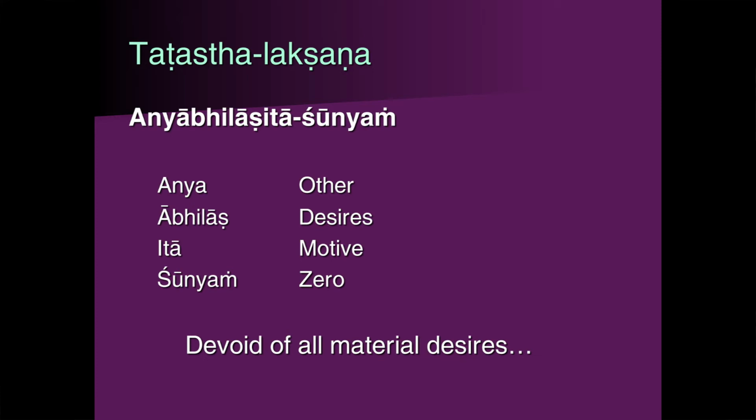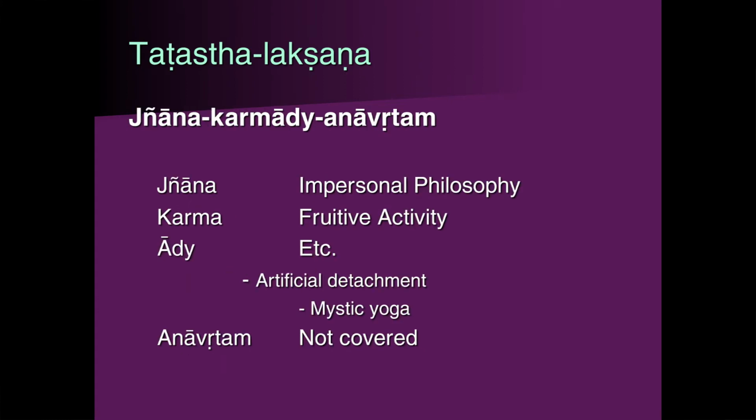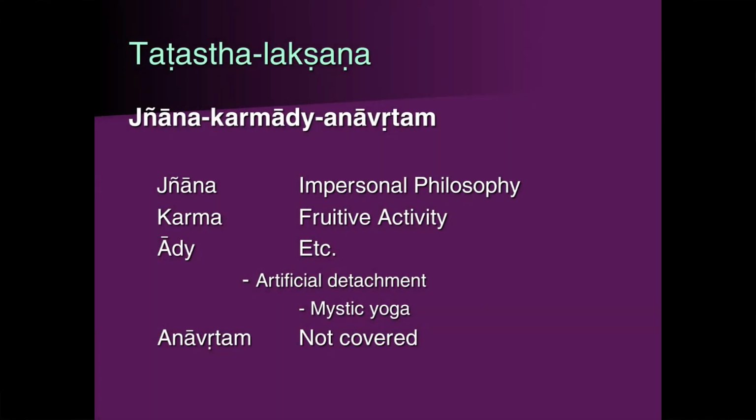Shunya should be zero. Prabhupada translates it as devoid of all material desires. Anya abhilashita shunya. For example, jnana karmadi anabritam. Jnana means desire for liberation. Karma means fruitive activity, meaning remuneration in this life or in the heavenly planets, etc. Artificial detachment and mystic yoga.